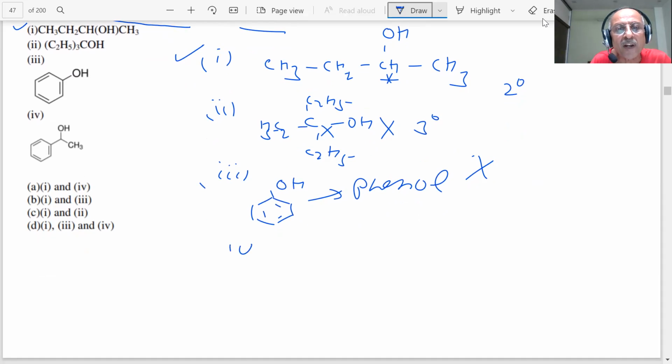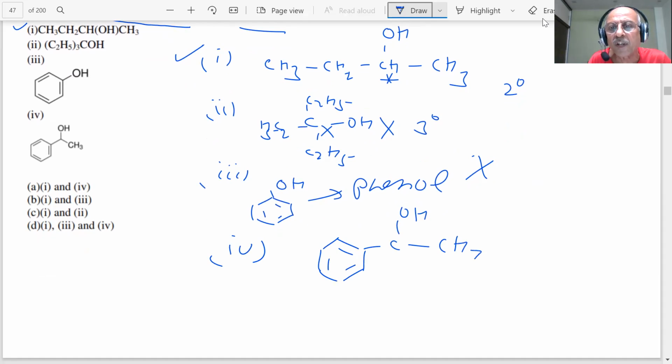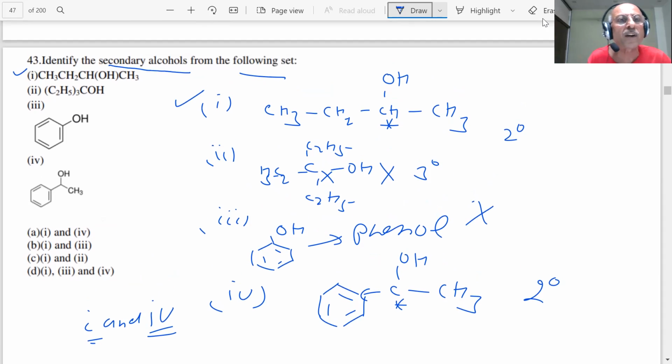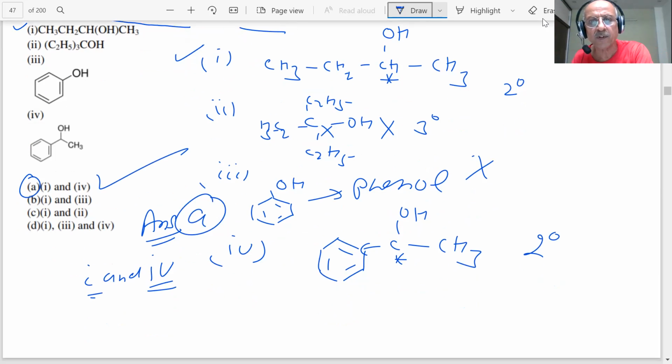And the fourth one, student. What is the fourth one? COH, CH3. This carbon is attached to two carbons. This is a 2 degree. So first and fourth, student, are correct. Then what is the answer? The correct answer is A, student. First and fourth. Okay.